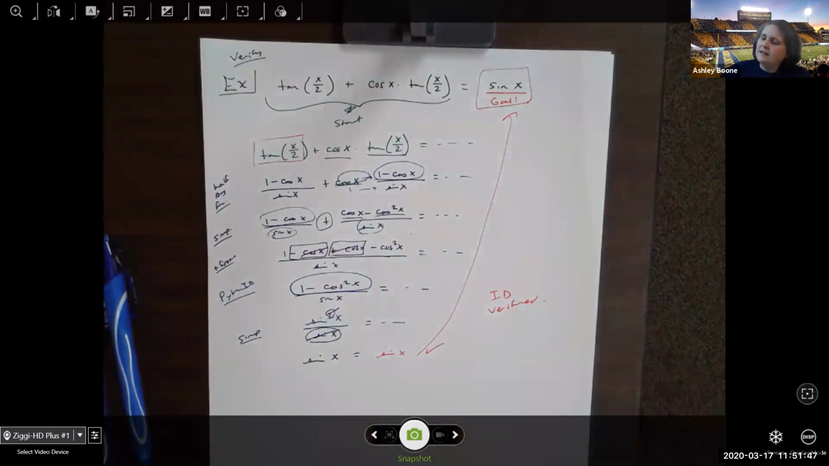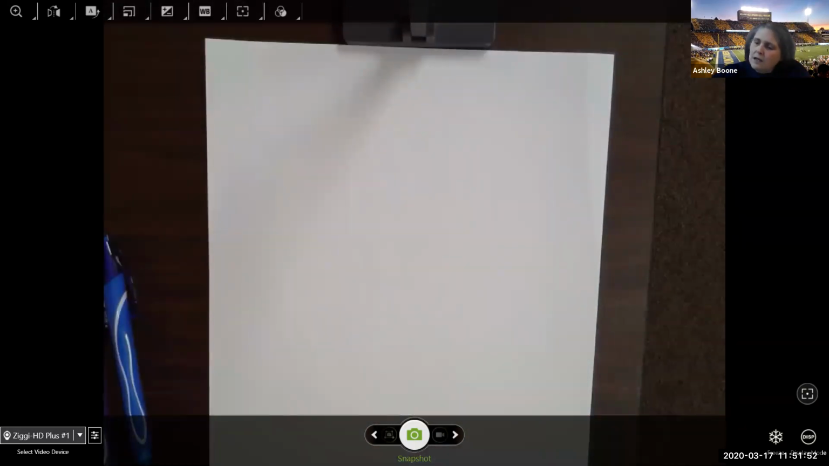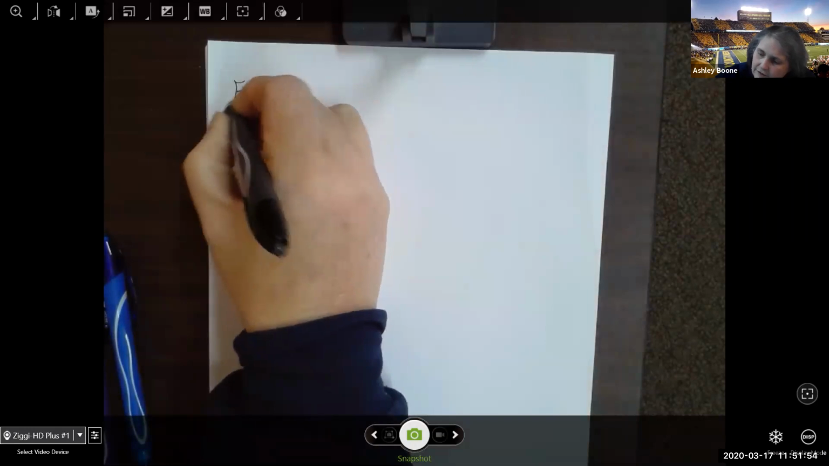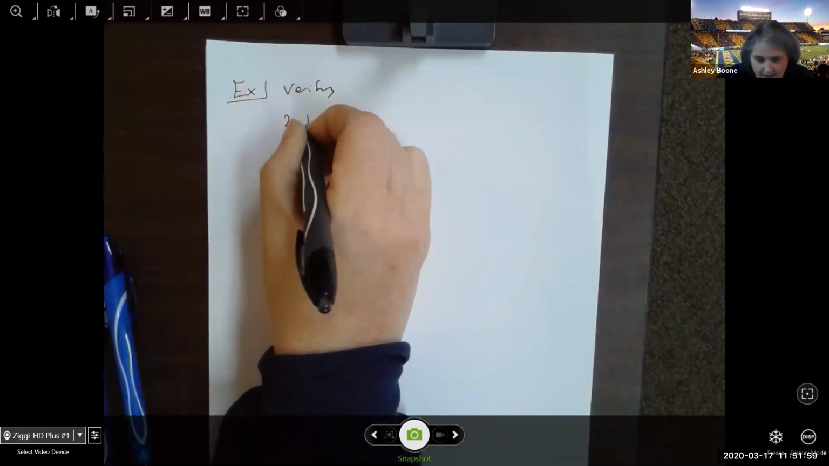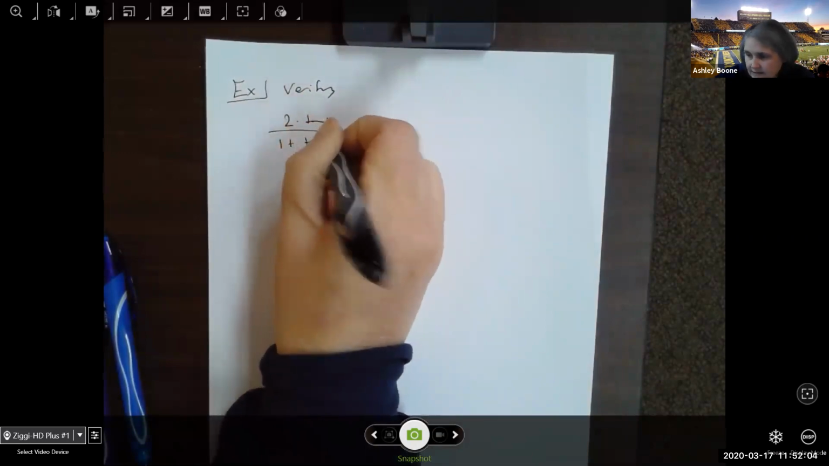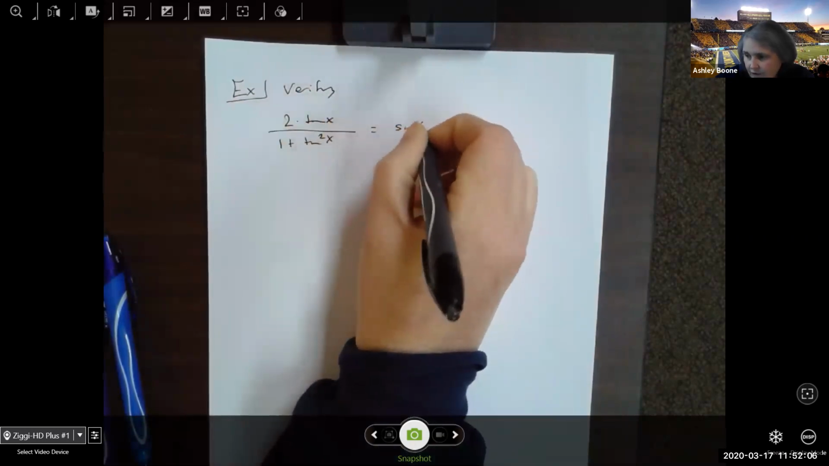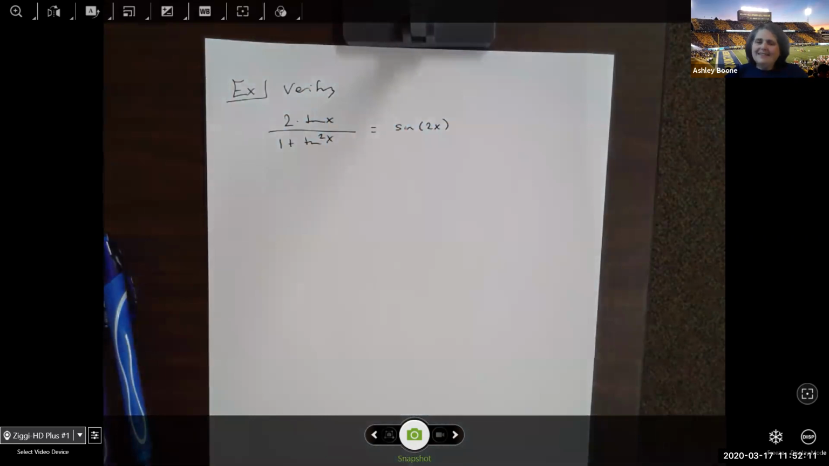Okay? Let's look at one more verify problem. Let's verify that 2 times the tangent of x over 1 plus tangent squared of x is equal to the sine of 2x. Now, when we look at this one, that left side, the 2 times tangent of x over 1 plus tangent squared of x, looks really familiar, but it's a little bit different.